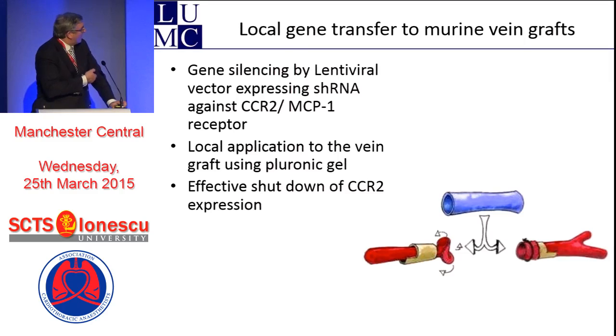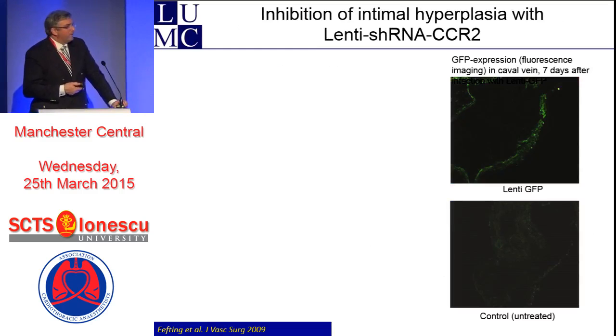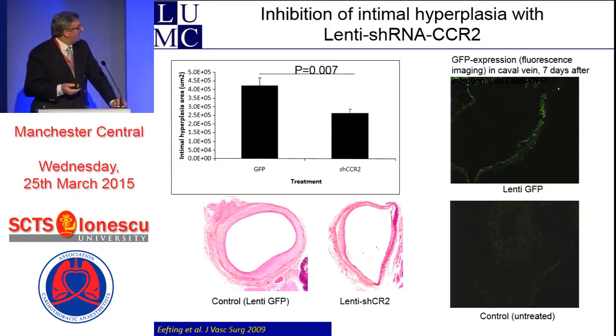This lentiviral vector can be applied locally on the vein graft using a pluronic gel, and it results in an effective shutdown of the expression. In this cartoon, we have this vein graft in position. We use a pluronic gel loaded with the lentiviral vectors, pasted along the graft when it is placed in position. Then we look at gene transfer. If you look at a GFP marker gene, you can appreciate very nicely that throughout the vessel wall the green signal is coming up, so we have transfected the vessel wall by this trick, while the control doesn't give any signal.